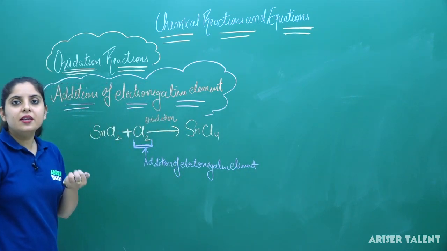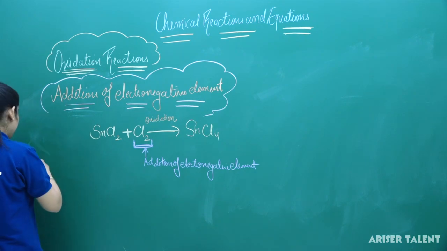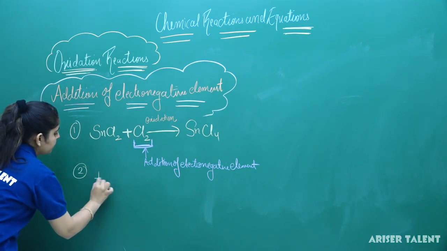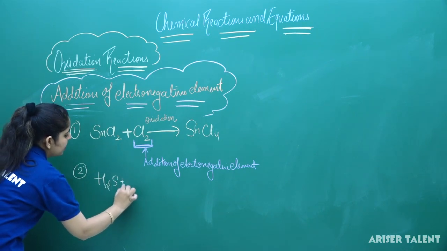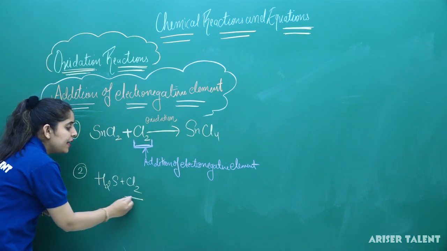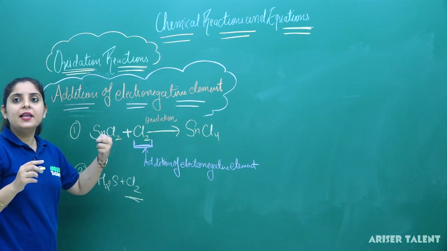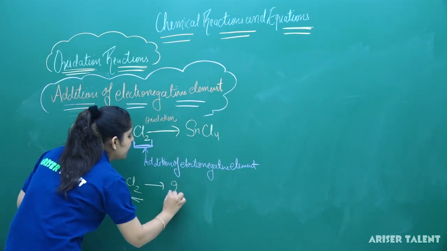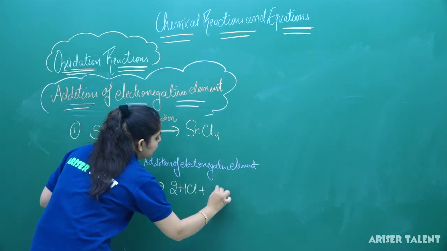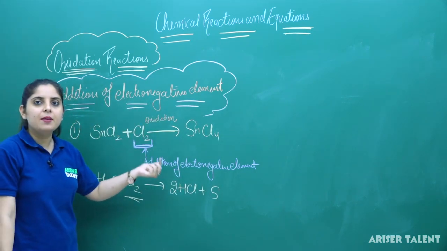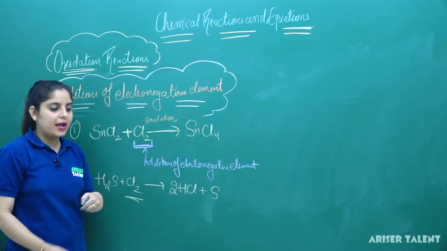Similarly, if I am considering one more reaction here, so this is the first reaction, and let us suppose the second reaction is H2S plus Cl2. Clear? Now, again Cl2 is an electronegative element and I am adding the electronegative element in the reaction. So what I am getting here is 2HCl plus S. So addition of electronegative element is again an oxidation reaction.